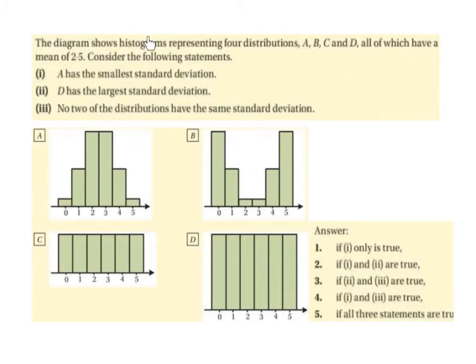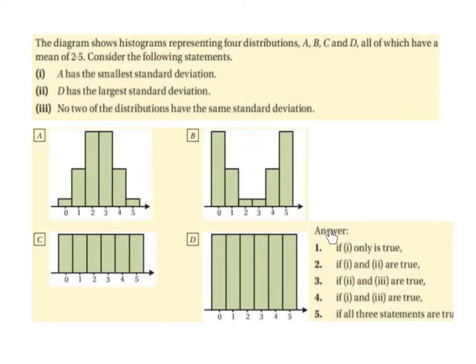The diagram shows histograms representing four distributions, A, B, C, and D, all of which have a mean of 2.5. Consider the following statements. Part 1, A has the smallest standard deviation. Part 2, D has the largest standard deviation. Part 3, no two of the distributions have the same standard deviation.